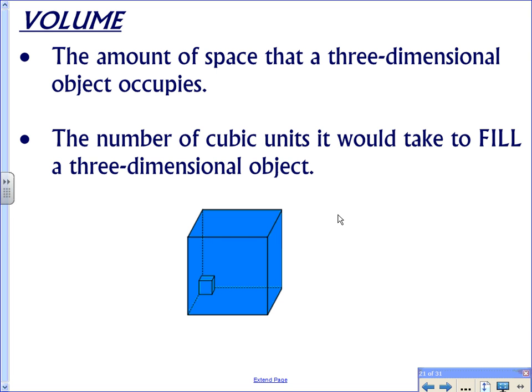Next, we're going to find the volume of prisms. So the volume is the amount of space that a three-dimensional object occupies. It's the number of cubic units it would take to fill the three-dimensional object. So we're figuring out how many cubes it would take to fill the prism.